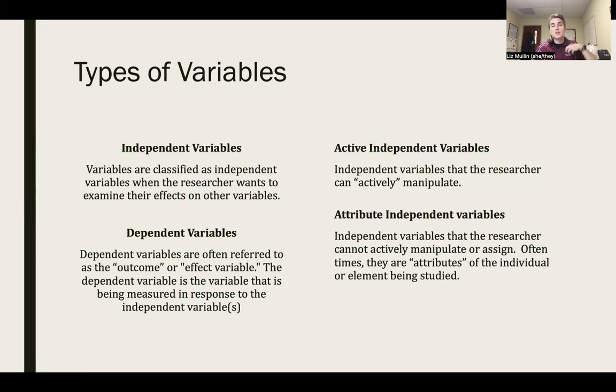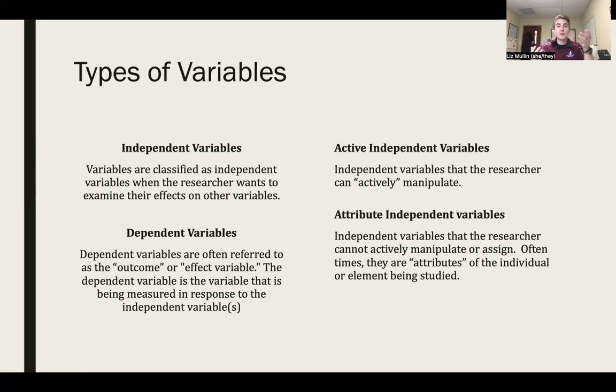So usually this is what the researcher brings to the study. They want to look at the impact of their intervention versus a control group. And so the independent variable would be the presence of an intervention. The dependent variable is then what you're expecting that intervention to have an effect on. So they're often referred to as an outcome or an effect variable, because we're measuring the outcome of the study. It's being measured in response to the presence of the independent variable.